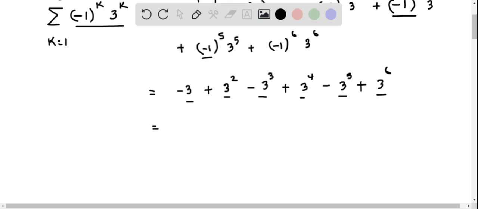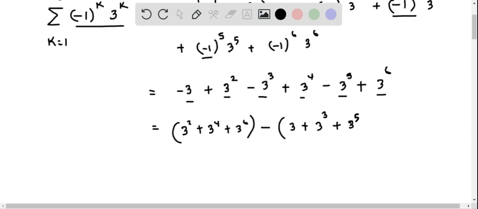So first I consider the terms with the positive signs, that is 3 squared plus 3 power 4 plus 3 power 6. And then I can factor the negative from all the negative numbers. So here we have negative 3, so I write down this as 3, plus this one is negative 3 power 3. Since we are factoring the negative, we can write this as plus 3 cubed. And then we have negative 3 power 5. Since I'm factoring the negative, I can write down this as plus 3 raised to the power of 5.